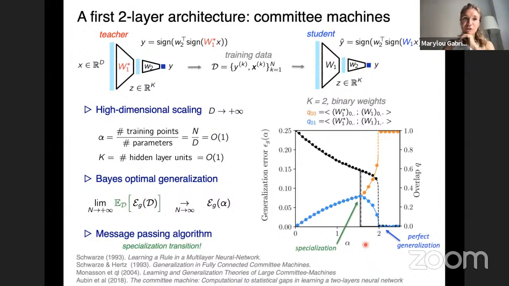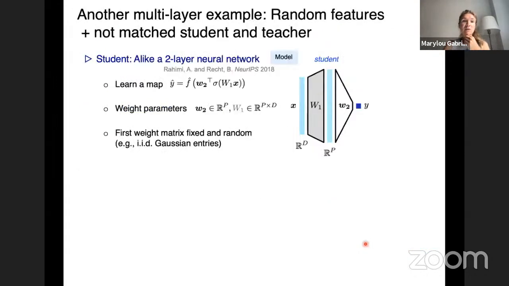Okay, so this was an example of a two-layer architecture that we are able to treat with those methods. Let me give you another example, learning with a random features model. That is also going to be an example where the teacher and the student we are going to look at are not matched, so they are not the same models. The student that we are going to consider is this random feature model, which is like a two-layer neural network.